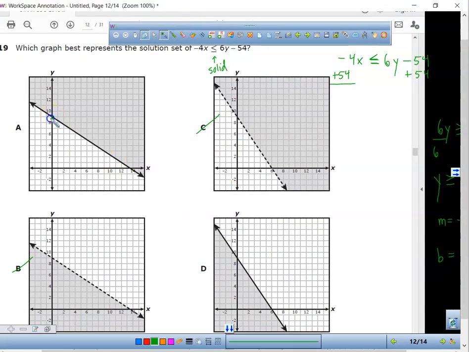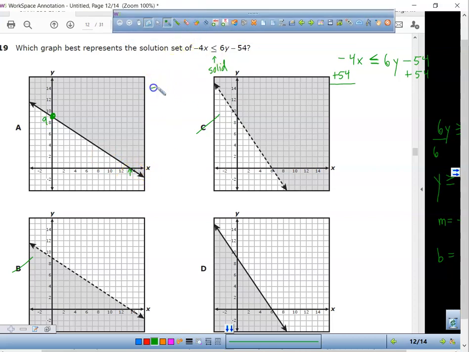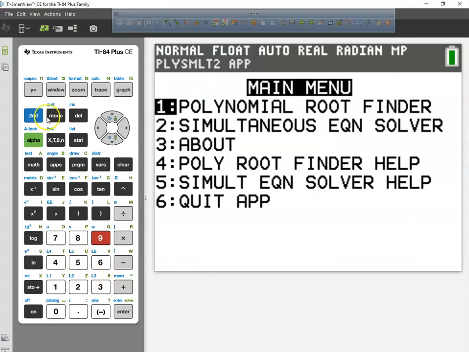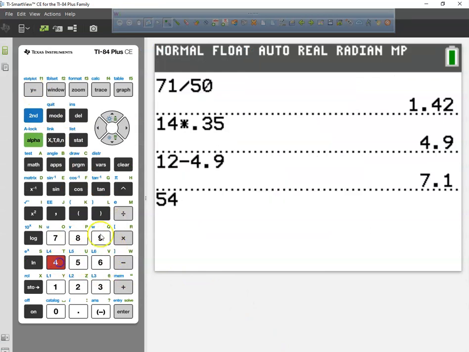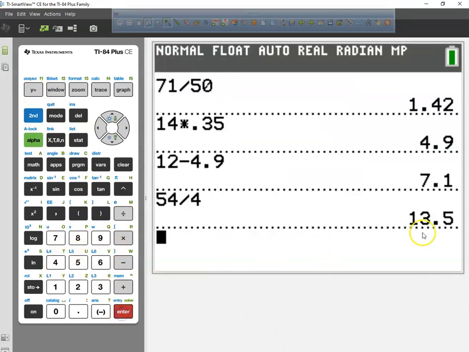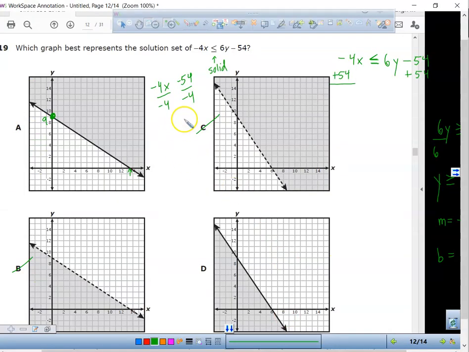That's it. Notice, there's my y-intercept right there at a 9. Now, where's my x-intercept right there? Close to a what number? 14. So could you just do real quick, negative 54 divided by negative 4. So do 54 divided by 4. And what do you get? 13.5. That lets you know your x-intercept. So your x-intercept was at 13.5. All right? And that's all we're doing for today.